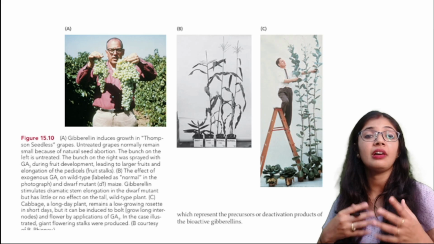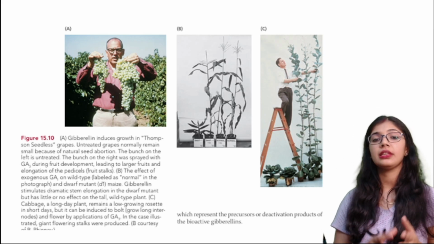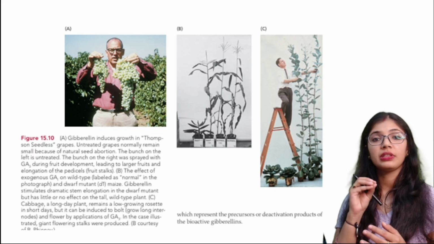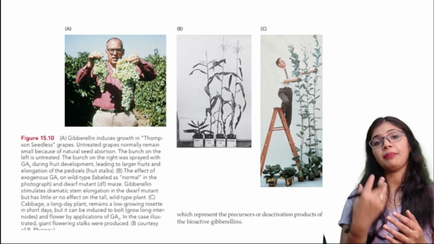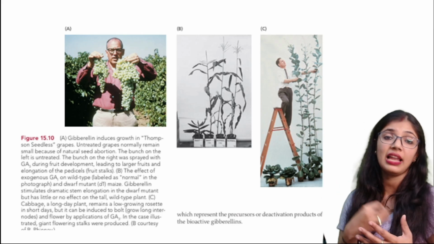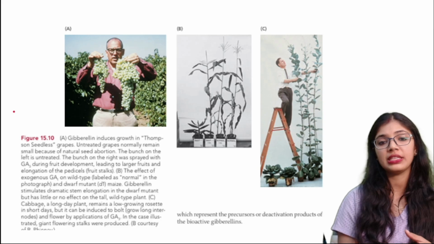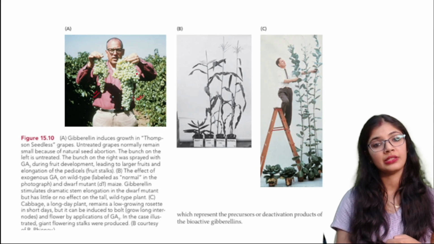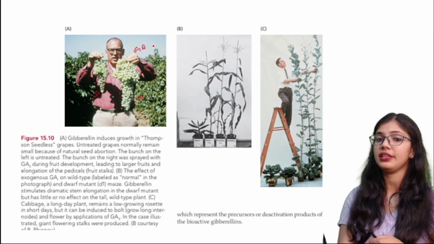As well as when the experiment was done in grapes, the grapes were attaining a small size. When gibberellic acid was applied, they gained size and larger grapes were formed. Here you can see that the grapevine here is small and here it is large when the GA was applied to it.